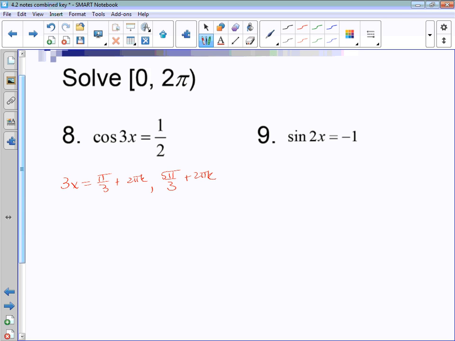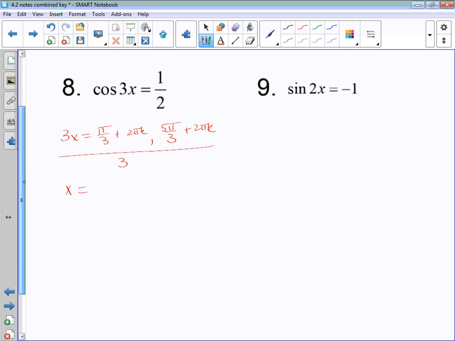How do I know that? That's from your circle. When does cosine equal a half? And then you divide by 3. All right, so what's pi over 3 divided by 3? Pi over 9. And then this is plus 2 pi k over 3. And 5 pi over 3 is going to become 5 pi over 9, plus 2 pi k over 3, right?